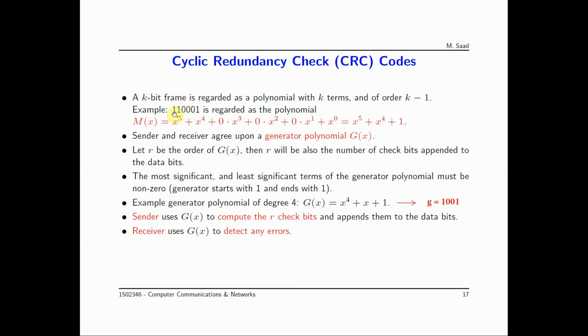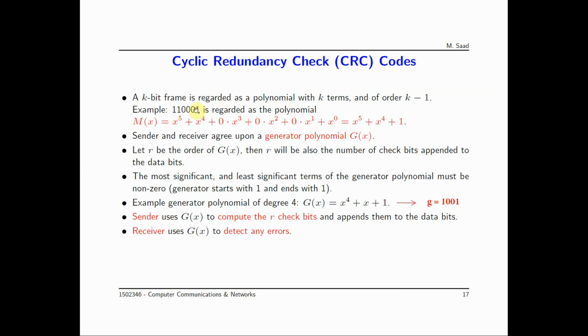So let's look at this example. Imagine this bit sequence, 110001. It's a sequence with 1, 2, 3, 4, 5, 6 bits. This bit sequence can be represented as a polynomial. How? Simply, each one of these bits is a coefficient in the polynomial. So that's easy to do.